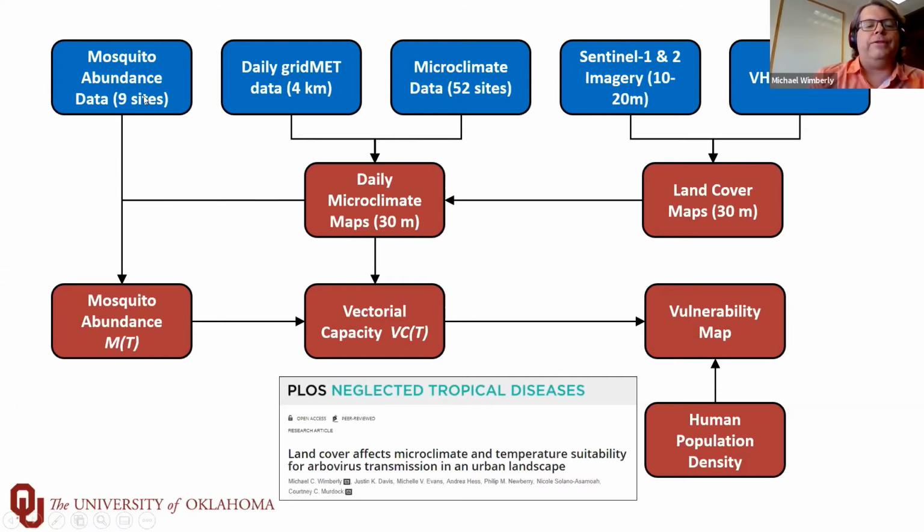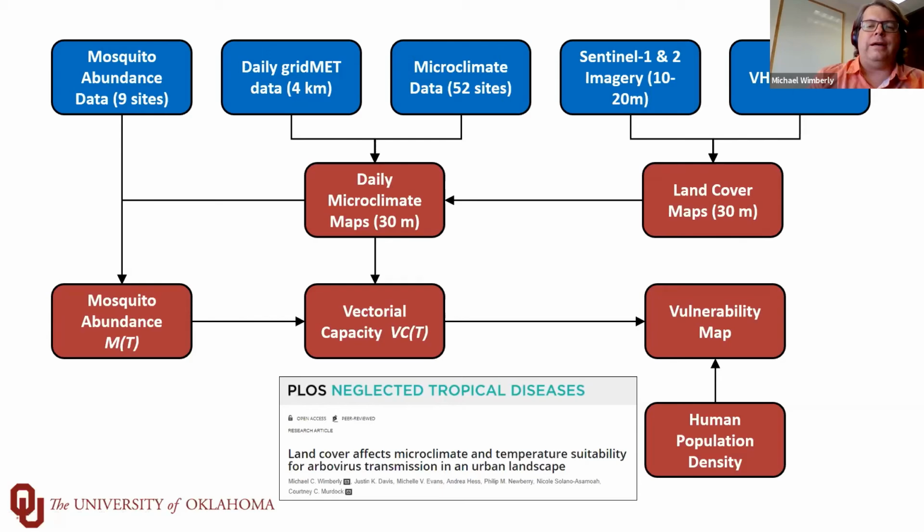And we used this to help us estimate fine scale mosquito abundance, and put it together with some of those trait relationships into a vectorial capacity model. I'm not going to show you this part, but we also did some vulnerability assessments as well.